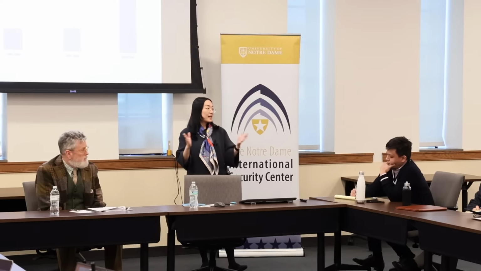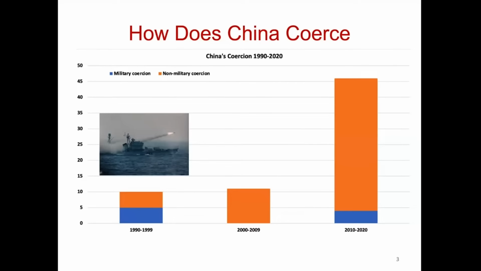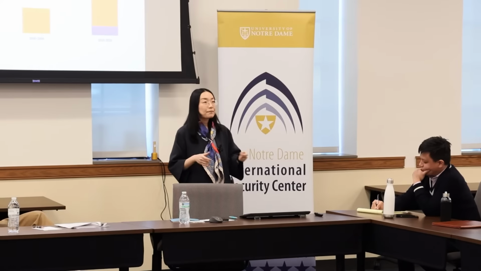You might think that, well, it's a no-brainer, right? China's power has grown over the years, and it's not surprising that we're seeing this uptick. But what's more interesting to me is when we take a look at the tools of China's coercion. Same figure, but broken down into different kinds of coercive tools, with the orange bars being non-military coercion and blue bars military coercion. We can see that in the 1990s, China used military coercion about half the time. An example would be the missile testing over the Taiwan Strait.